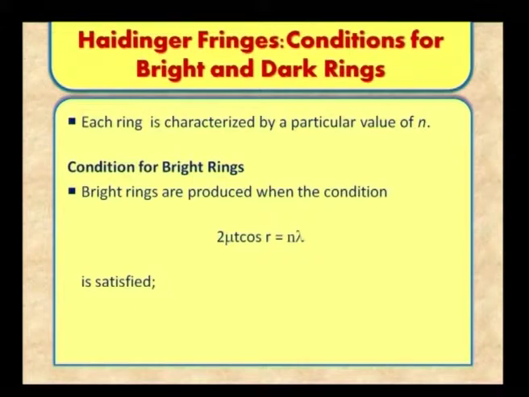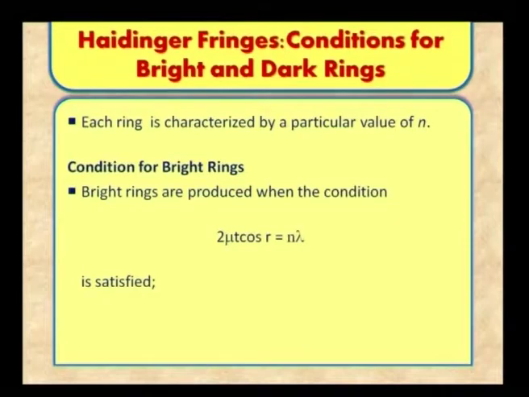You all know by now what we understand by constructive interference and similarly destructive interference. So, each ring is characterized by a particular value of n. You talk of the order of the ring, nth order. The bright rings are produced when the condition 2 mu t cos r is equal to n lambda.